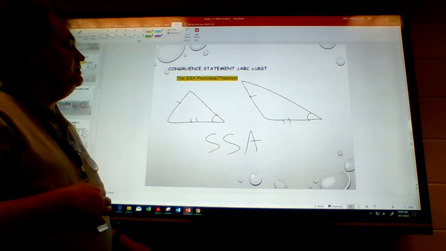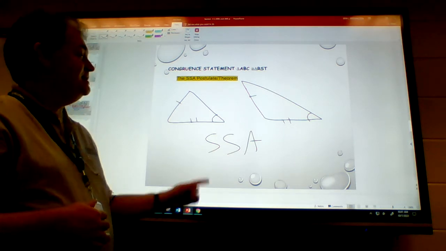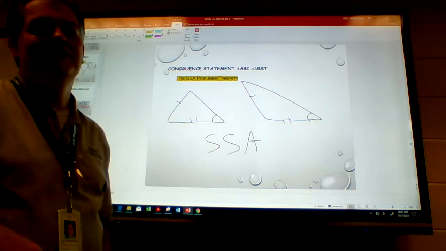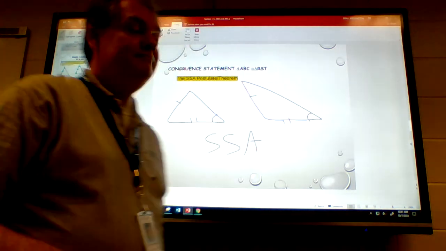And I always throw in a little hint. If it spells a bad word, it's not going to work. That's just a little joke if you look at this backwards. So anyway, angle, angle, side, or side, side, angle does not work. Just make sure you note that. All right.